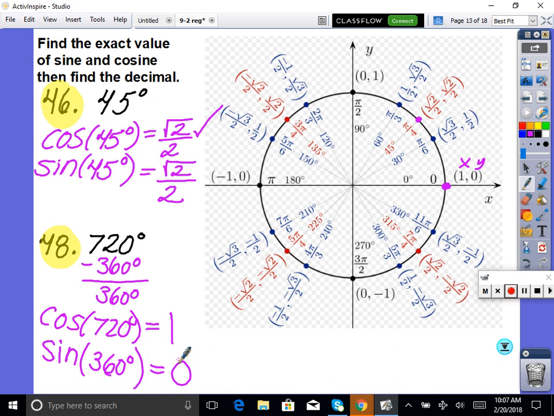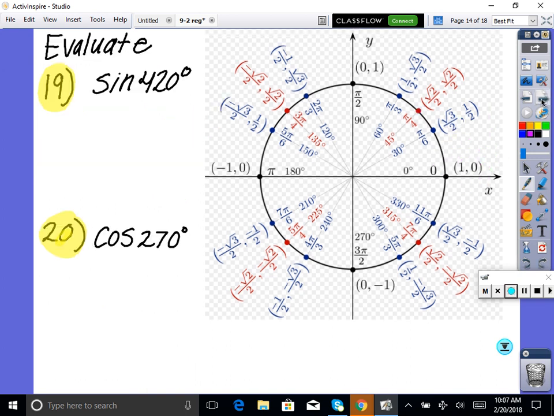So do you guys see how coterminal angles are useful? Because it gets you back on the unit circle, which would fall in the same spot. So then x and y would be the same value for 720 and 360. They're the same thing. Same sine, same cosine. Same cosine, same sine.